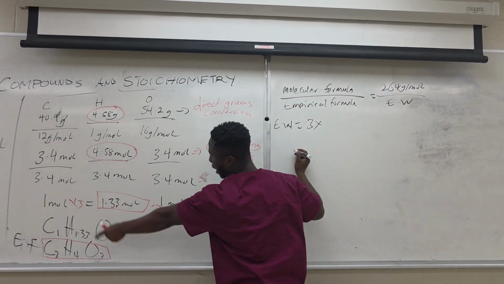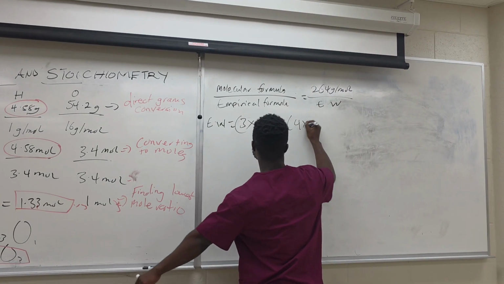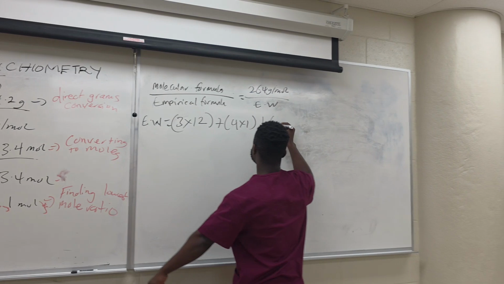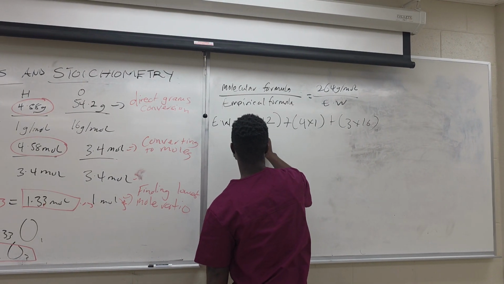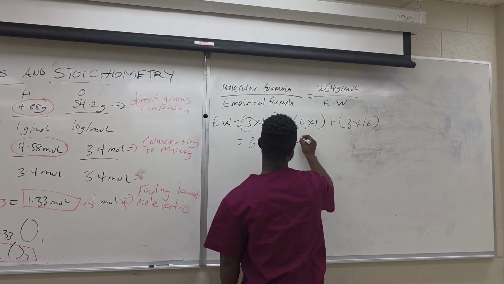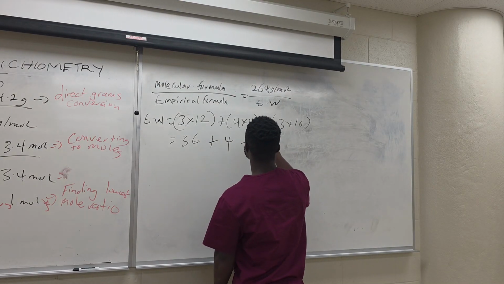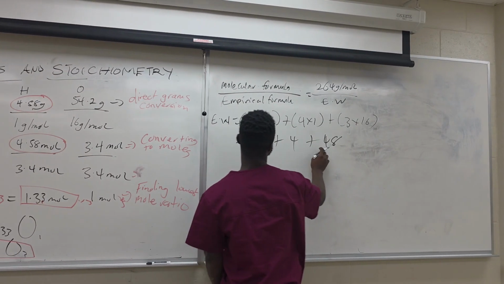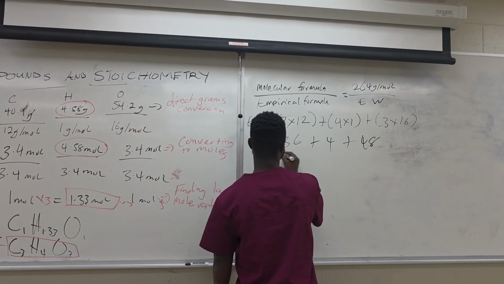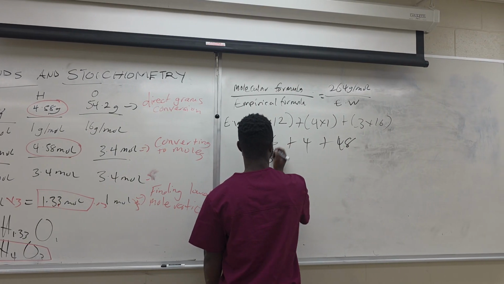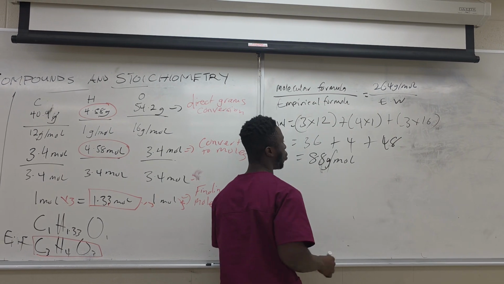Our empirical weight is going to be 3 times the carbon, which is 12, plus 4 times the hydrogen, which is 1, and then 3 times the oxygen, which is 16. And 3 times 12 is going to give us 36, plus 4, plus 3 times 16, so you're going to get 48 over here. If you sum these, I'll get 88. So I have 88 grams per mole as the empirical weight.